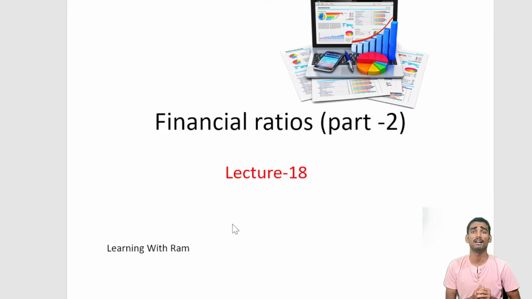So friends, in the earlier video we started a new chapter, that is financial ratio, where we discussed two important ratios, the liquidity ratio and current ratio. Continuing from that, this is our lecture 18, and this is part 2 of the financial ratio. Here we will discuss some more ratios, that is the activity turnover ratio, stock ratio and other ratios.